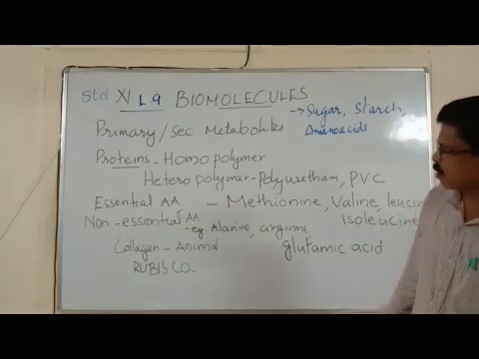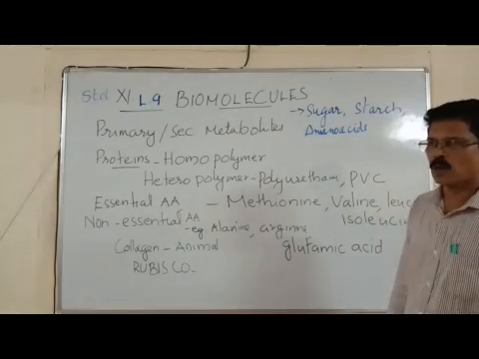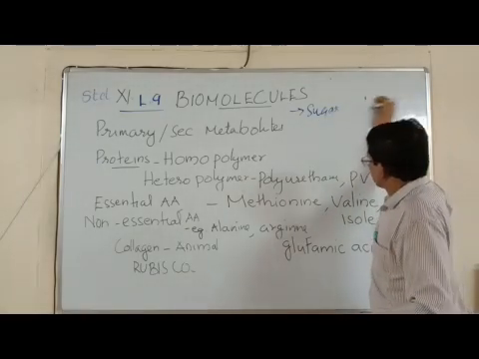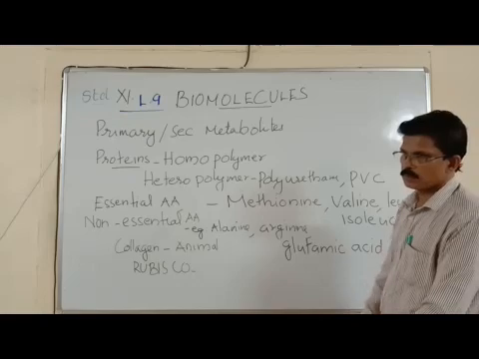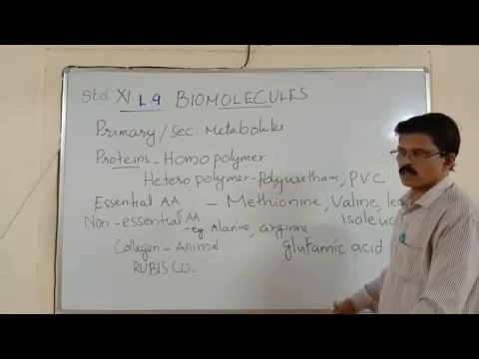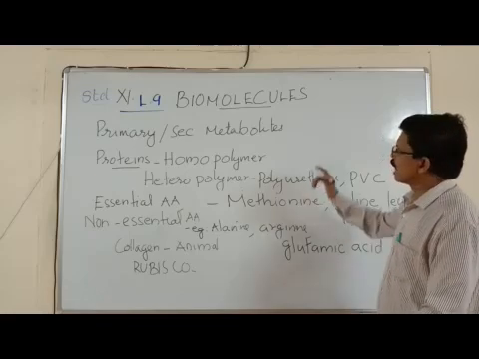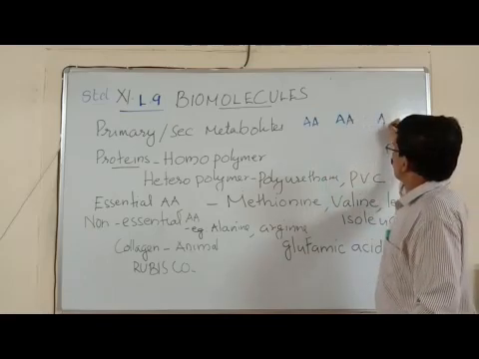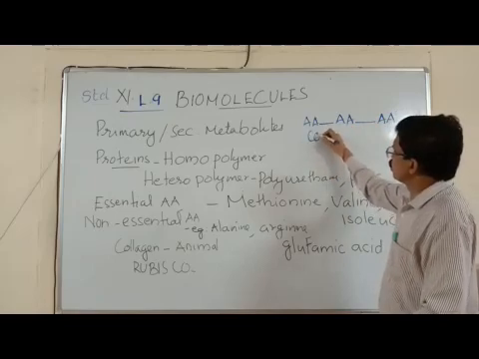Now we are coming to proteins. We have already seen proteins are the polymers of monomers of amino acids. What are proteins? Proteins are nitrogen containing polymers. They are the polymers of monomeric substances such as amino acids, right? So in a protein, amino acids are connected by peptide bond. A peptide bond is represented by CONH.